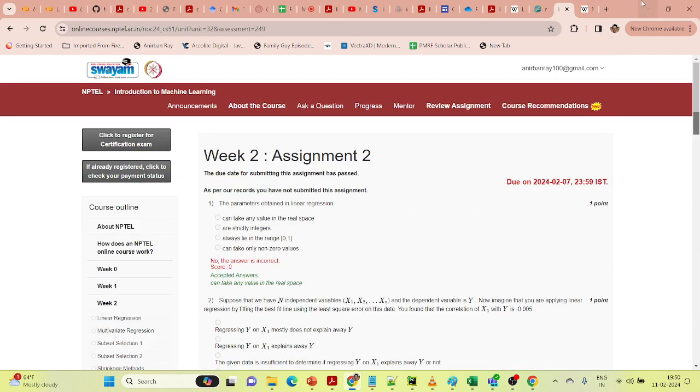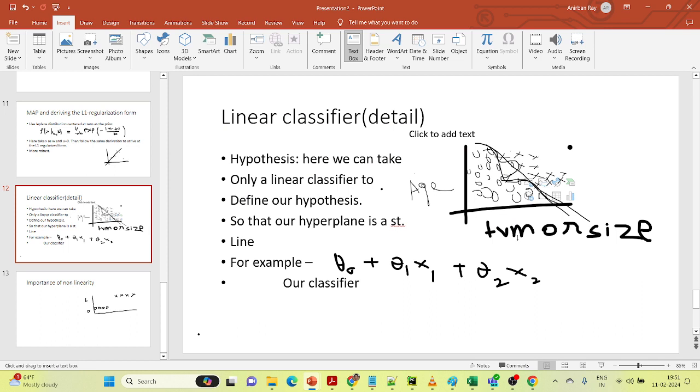Okay, so let's move to the classification problems. So our linear classifier. The idea is that, suppose our previous problem is that we have to separate these two. Okay, so it will be a straight line separating these two planes. And so this is our classifier. Okay, so this is it.